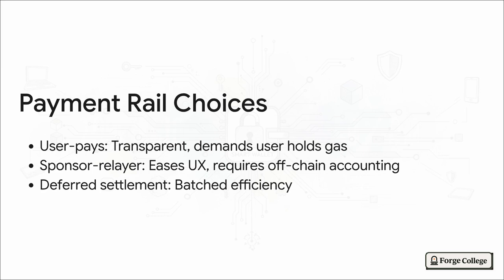Finally, we have deferred settlement, things like meta transactions. It allows for incredible batched efficiency, but introduces counterparty and liquidity risks. The real beauty of a well-designed abstraction layer, though, is that you can build a pluggable fee adapter interface. This lets your wallet effortlessly switch between these relayers without you having to rewrite the core logic.